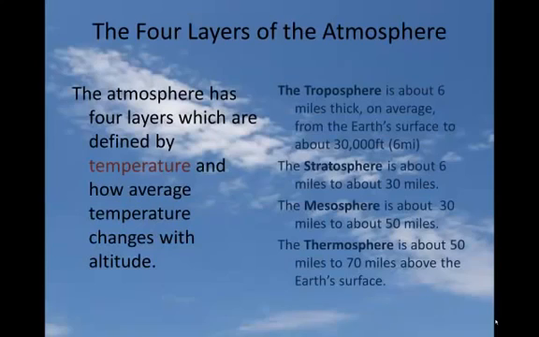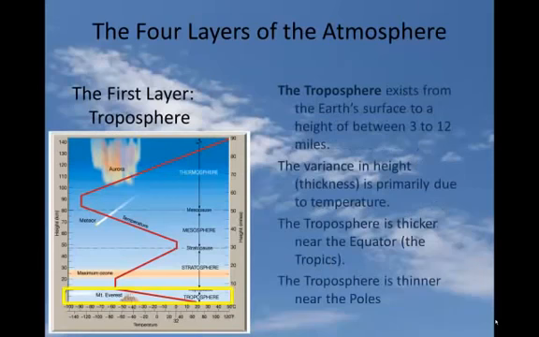The stratosphere is the next layer, so it goes from about 6 miles on average to about 30 miles above the surface. The mesosphere is the next layer. It begins about 30 miles above the surface and then extends to about 50. And then the thermosphere is the last layer, which begins about 50 miles above the surface and then extends to about 70 miles above the Earth's surface. Okay, the troposphere, we're going to go back and look at these individually.